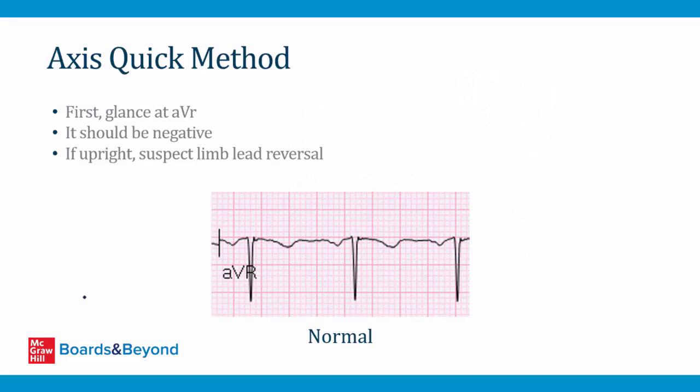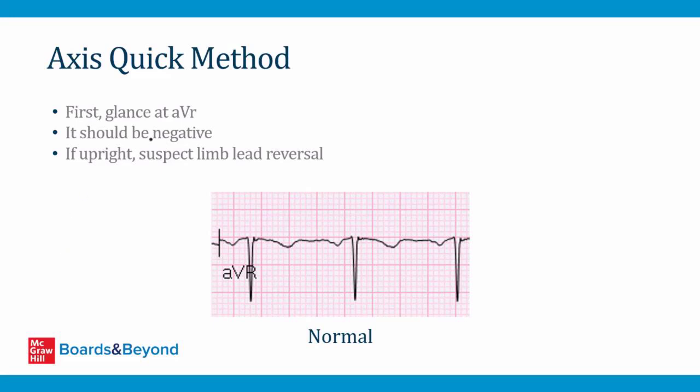Now, in your med school classes, you may actually measure the height of the QRS complex and actually create a triangle and determine the specific QRS axis. But in real life, no one does that. Everyone uses the quick method to determine the QRS axis, and that's what I'm going to show you now.